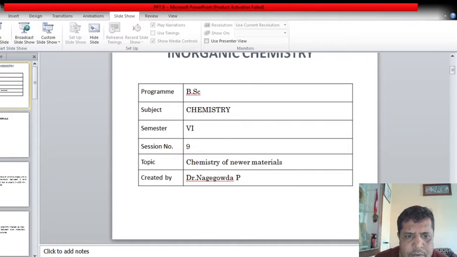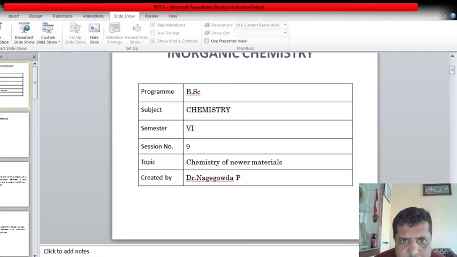In this session, we are going to discuss paper 6, paper 7, the chemistry in the branch of inorganic chemistry. We are going to focus on the chemistry of newer materials. In that we have so many: metals, conductors, superconductors, fullerenes, and nanomaterials. Now in this session we are going to discuss the nanomaterials.